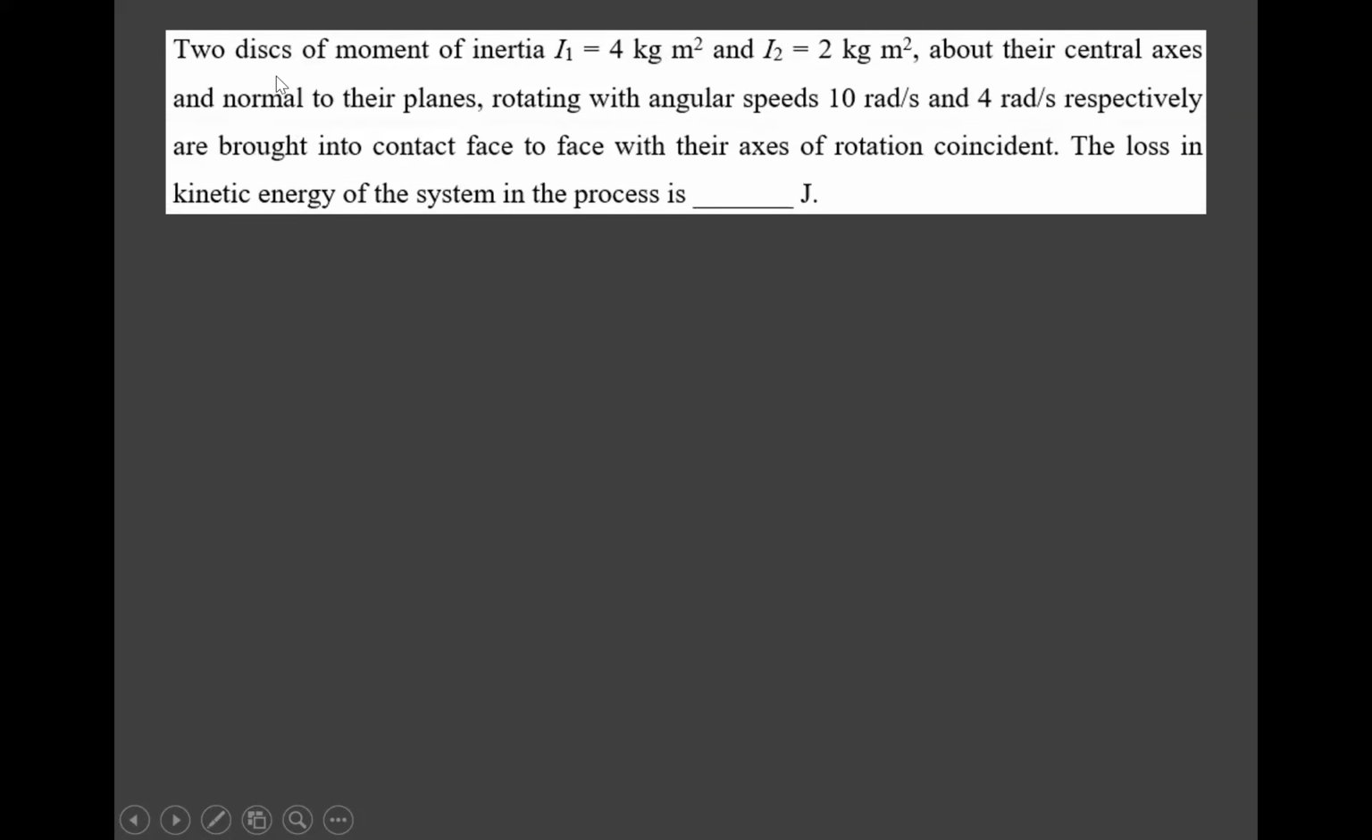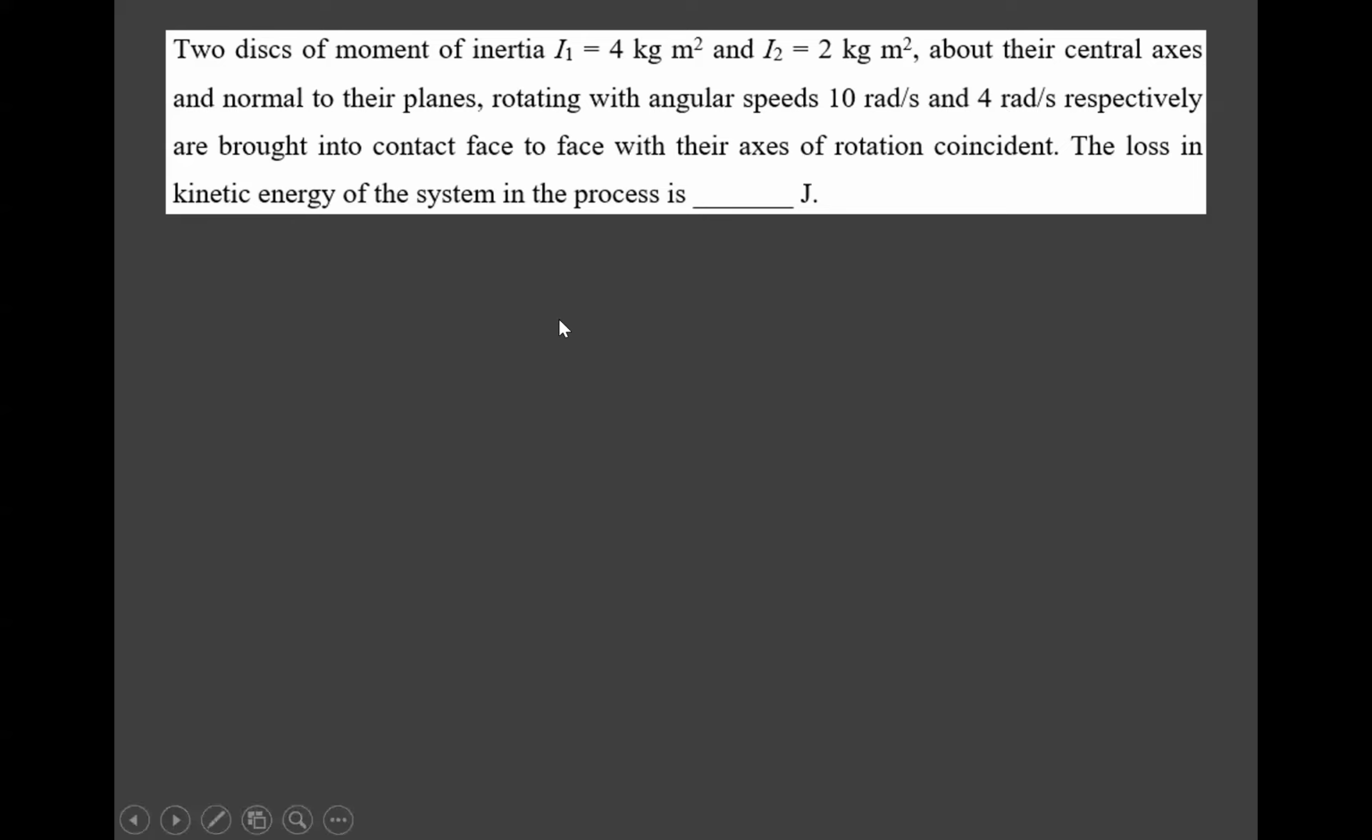Now see here, in this question, two rotating disks are given to you. Their moment of inertias are also given to you, as well as their angular speeds. And now these two are brought into contact face to face with their axis of rotation coinciding. So in this particular case, what is the loss in kinetic energy that we want to calculate?